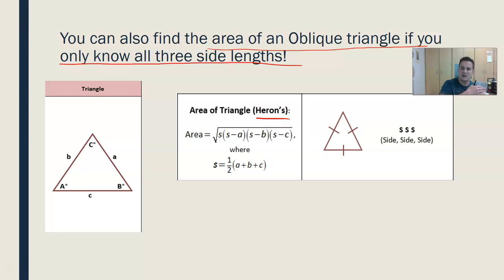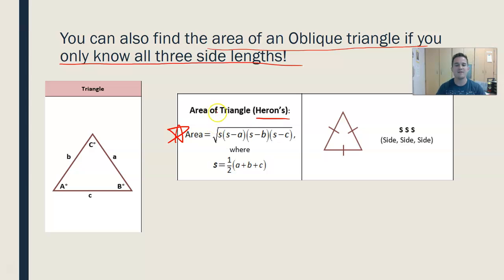On the last area formula, I kind of derived it for you. I showed you where it comes from. This area formula is a lot more difficult and time-consuming to show you where this comes from. I would recommend looking up Heron's formula on the internet, or if you're curious, let me know and I can direct you to a video where you can see where it comes from. But for the sake of this lesson, I'm just going to give this formula to you.